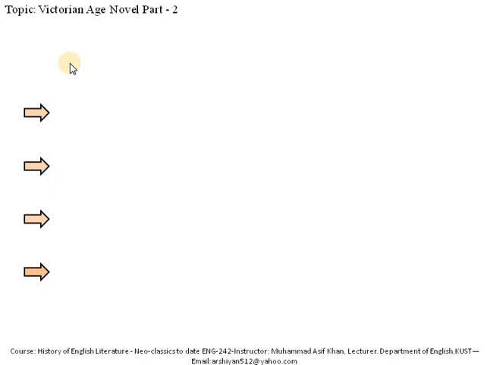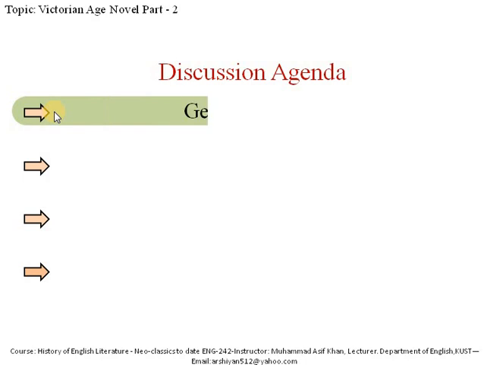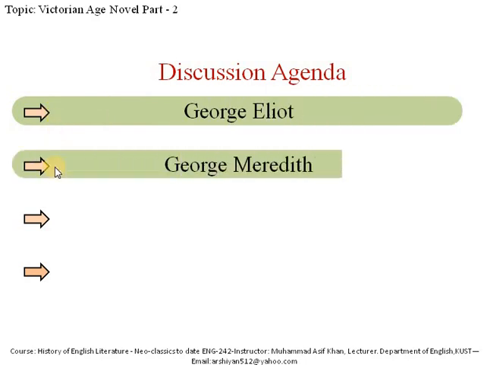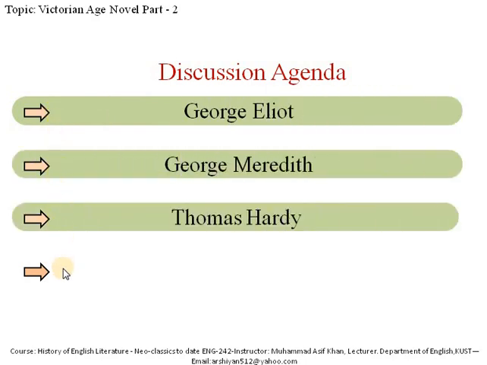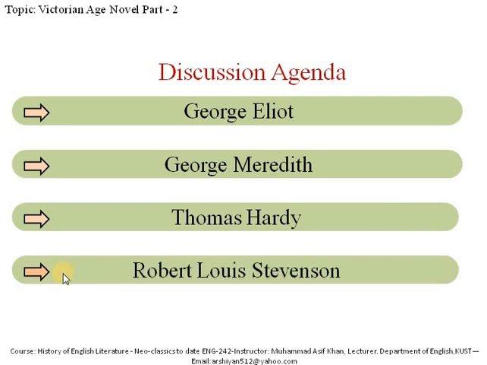After the initial discussion, we will discuss the novelists who belong to the later Victorian Age, and these novelists are George Eliot, George Meredith, Thomas Hardy, and Robert Louis Stevenson. These four are the important novelists out of a long list of later Victorian Age novelists, and we will focus on these four personalities. Let's start our discussion of the Victorian Age.